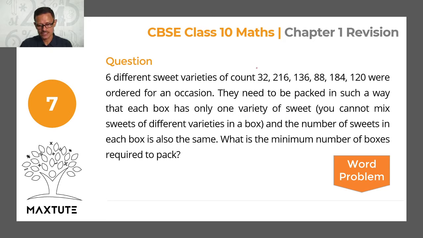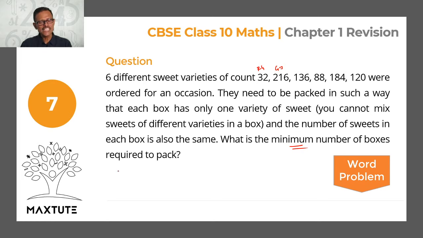For example, let's say this is Rasagulla and this is Gulab Jamun, right? So if a box contains Rasagullas, it will contain only Rasagullas. You cannot mix sweets of different varieties in a box. That's a condition given. And the number of sweets in each box is the same. If box number 1 had 5, then box number 2 will also have 5. Box number 105 will also have 5. Every single box will have the same number of sweets. What is the minimum number of boxes required to pack it?